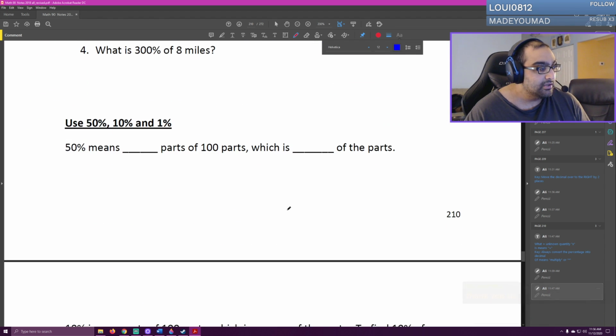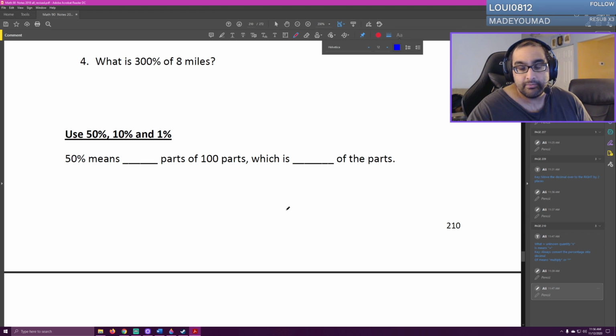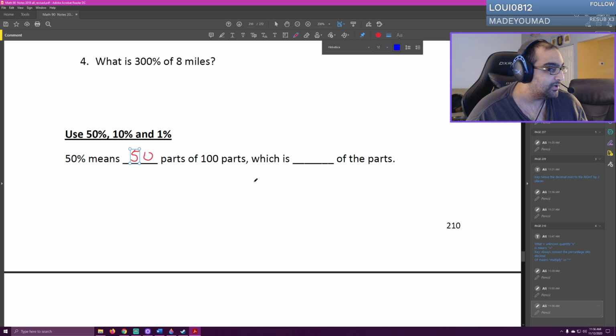Okay, so let's talk about this next part here. They do talk about 50%, 10%, and 1%. So let's talk about this here just a little bit. So it says 50% means, let's say, 50 parts of 100 parts, which is basically half the parts. Now, one of the problems here is we think about half, and that's perfectly fine when we think about 50%. But another way to talk about 50% is, I want to keep things consistent. So I technically don't really use the fraction part if I'm actually writing out the work.